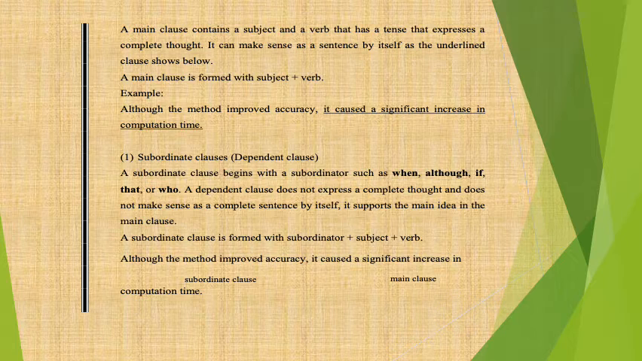For example, although the method improved accuracy, it caused a significant increase in commutation time. This is what we have. We have two clauses, first one and the second one. The second one, it caused a significant increase in commutation time. This is the main clause, and the first one is the subordinate clause.